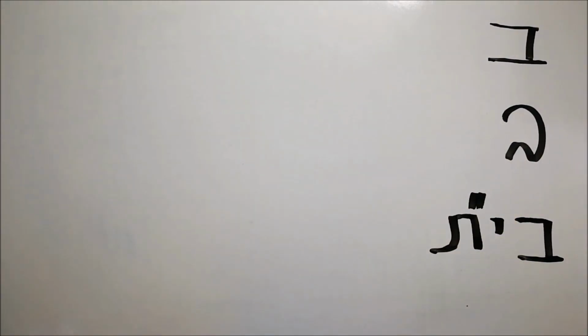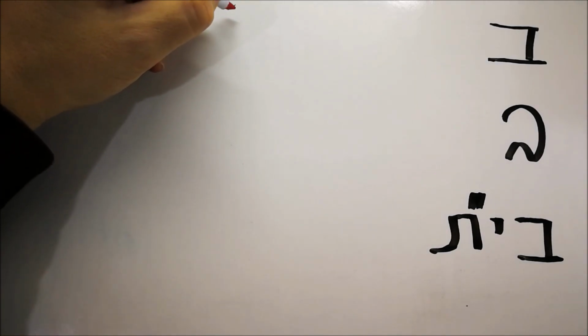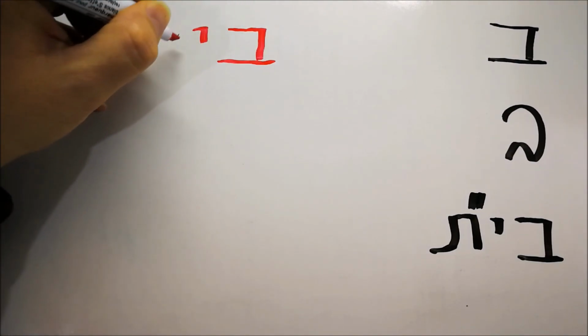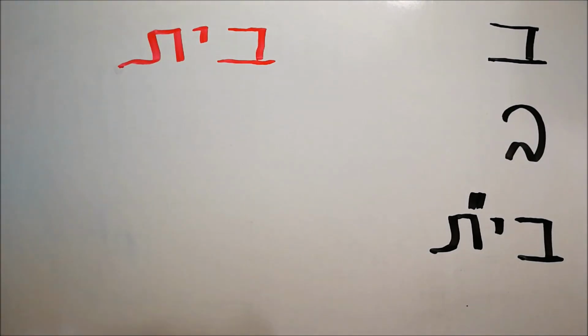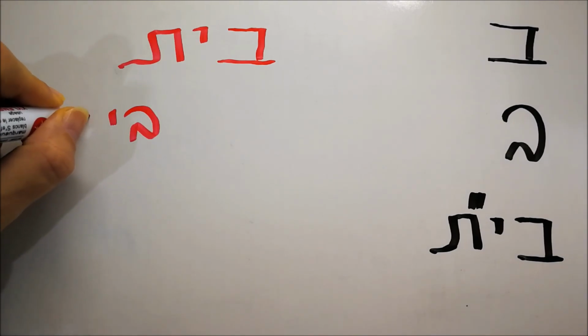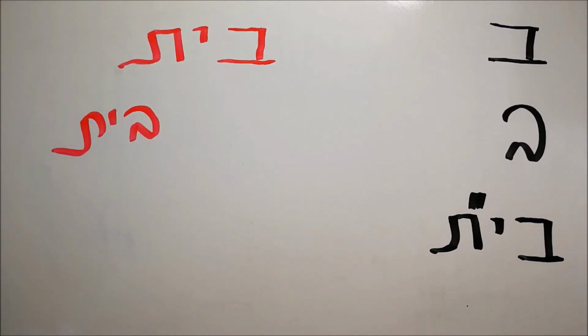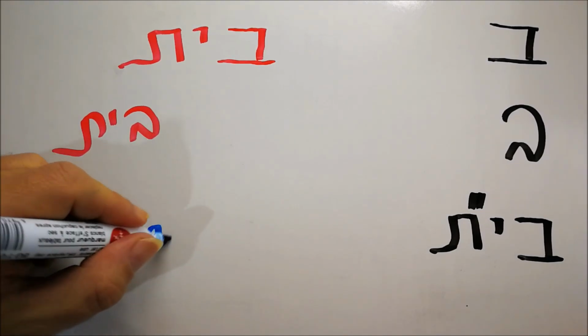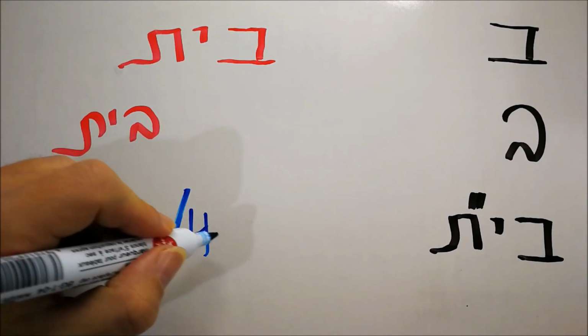A word example for the letter Bet is bite. Notice how the word bite looks very similar to the spelling of the letter Bet. This is bite in handwriting. Bite means home or house in English.